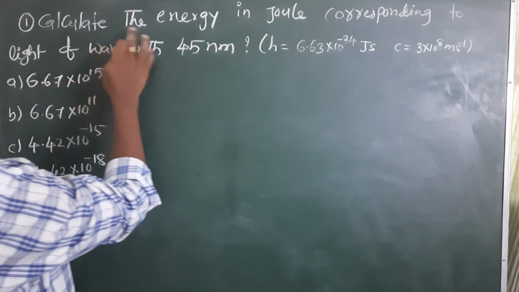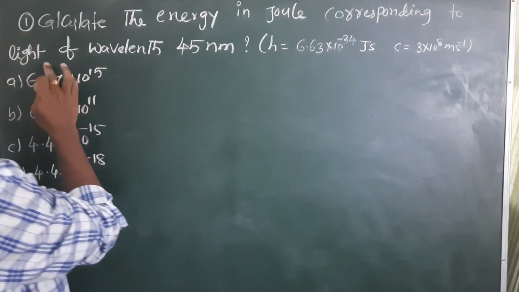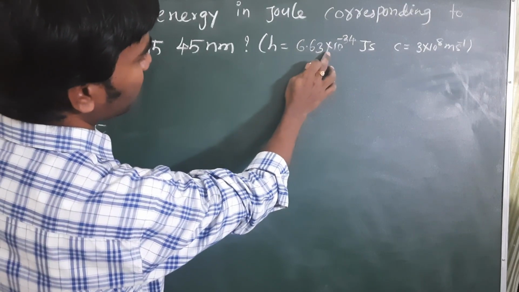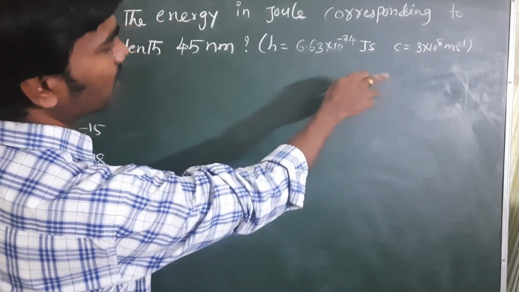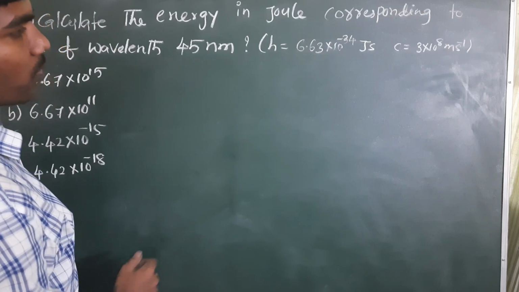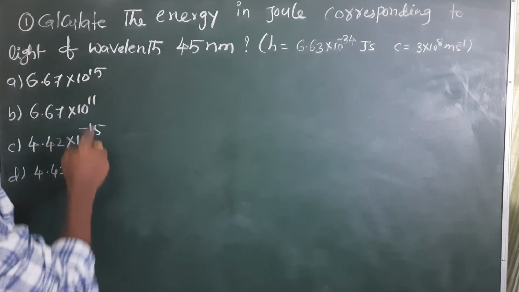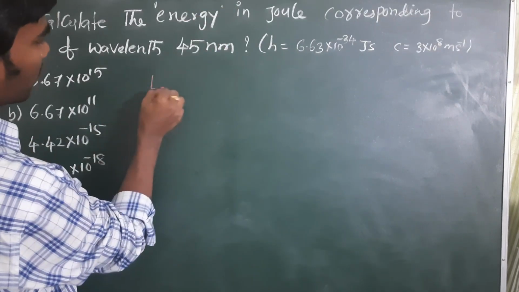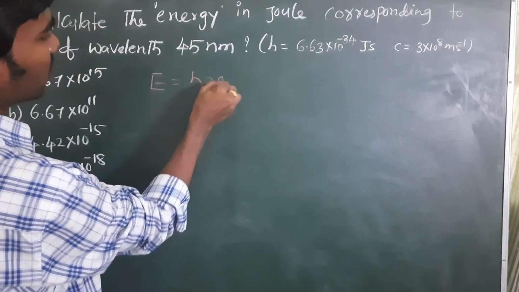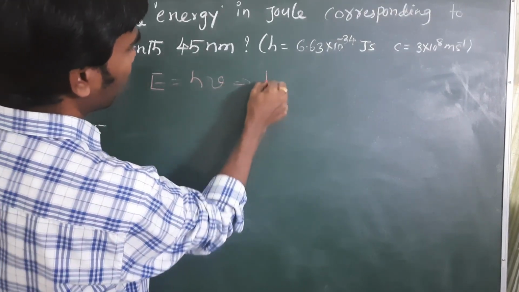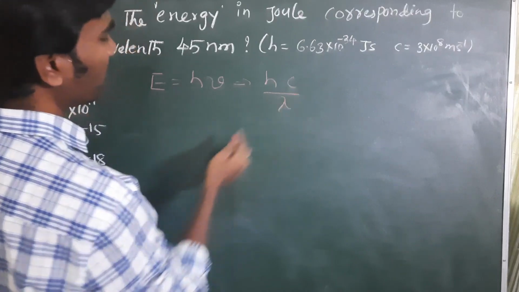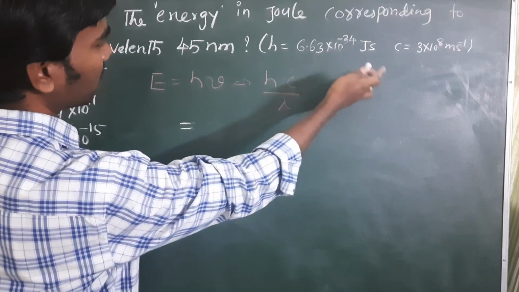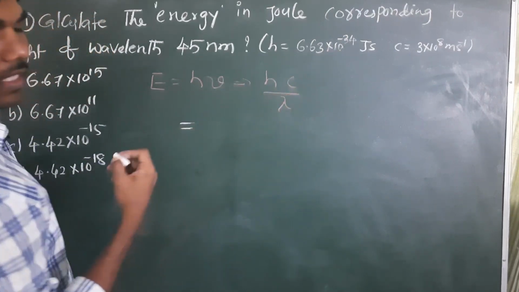Next question, calculate the energy in joule corresponding to light of wavelength 45 nanometer. So h is Planck's constant, 6.63 into 10 to the power of minus 34 joule second. The light velocity c is 3 into 10 to the power of 8 meter per second, they have given. Here we have to calculate energy. This is also a very simple question. The energy formula is E equal to h nu. Instead of nu we can write hc by lambda. The h value is already given, so just substitute the h value, c value and lambda value in this equation, then you will get the answer easily.